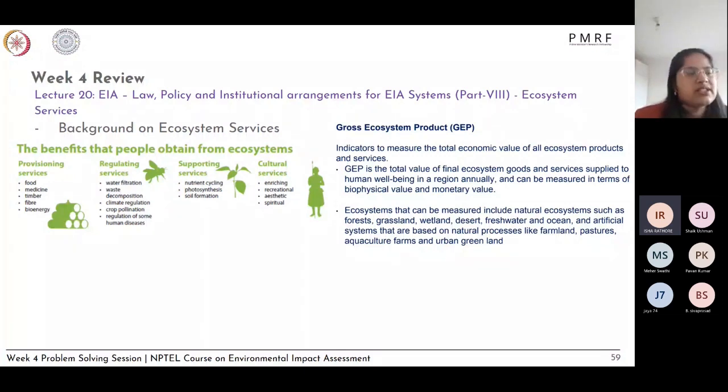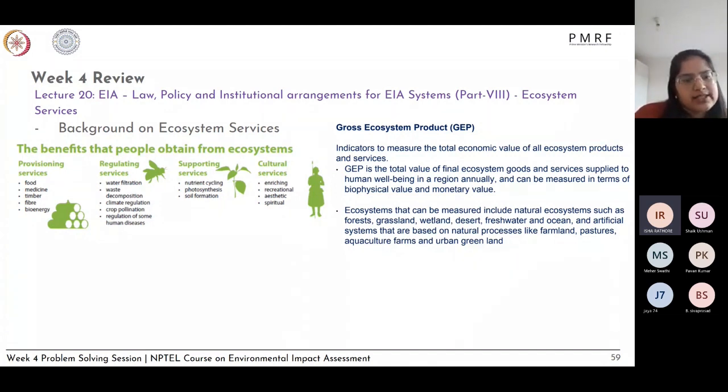So provisioning services are something which are directly obtained from the ecosystem, like products and things. For example, food, medicine, timber, fiber, bioenergy. These are all services which we obtain from the ecosystem as a product.